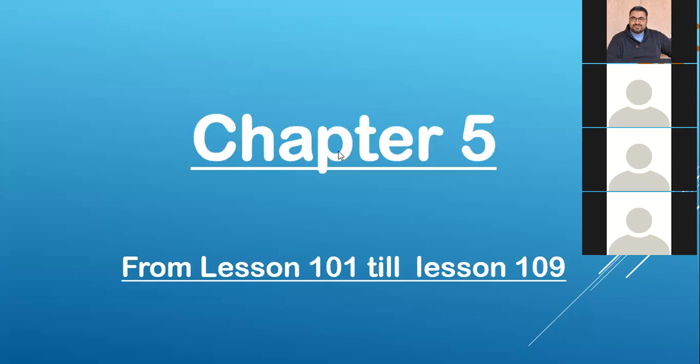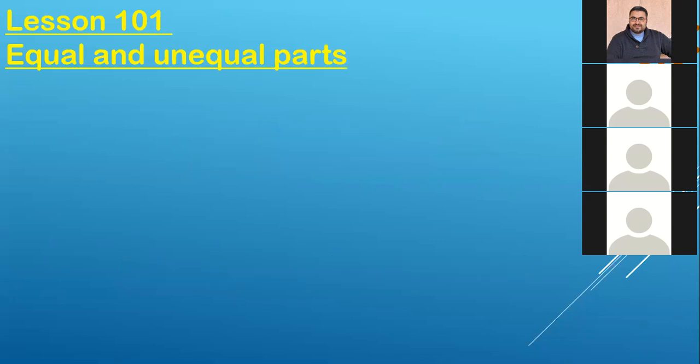Okay, today we are going to explain or revise chapter 5. This chapter starts from 101 till 109. We will start from lesson 101. Lesson 101 talks about equal and unequal parts.